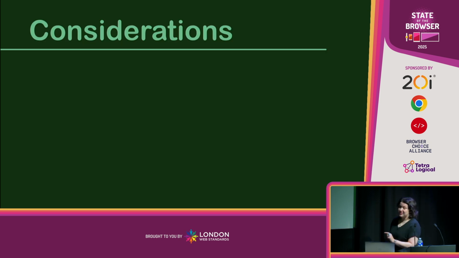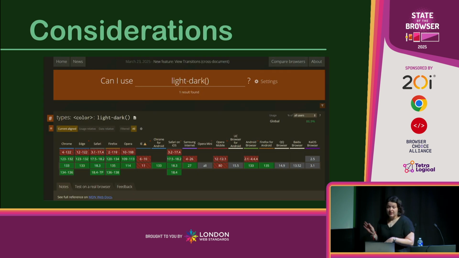Okay, some considerations. We need to be aware that since the function is quite new, it's currently supported in more recent browser versions and has a coverage of almost 87%, which means that it may not work on some of the older browser versions. So we need to keep that in mind. But light-dark is still a good and simple starting point towards making our websites visually accessible.